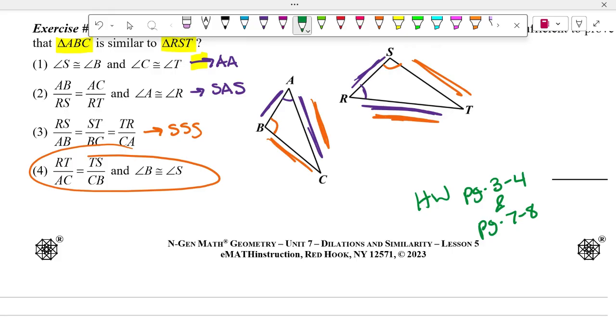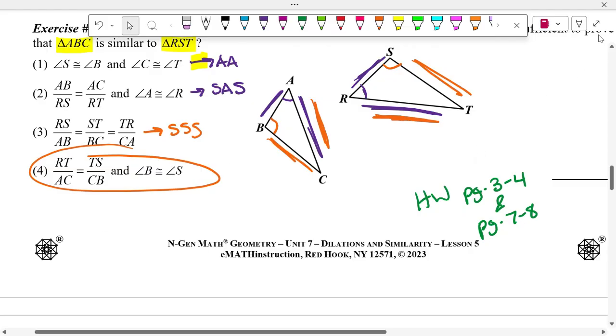By the way, guys, your journals are graded. Good job on this one, but I will hand them back Monday.